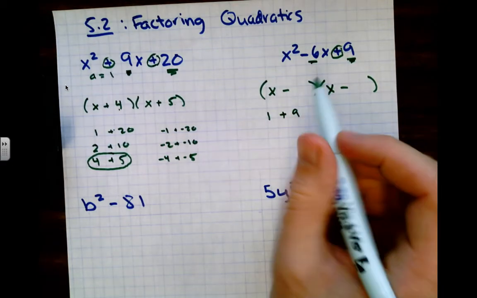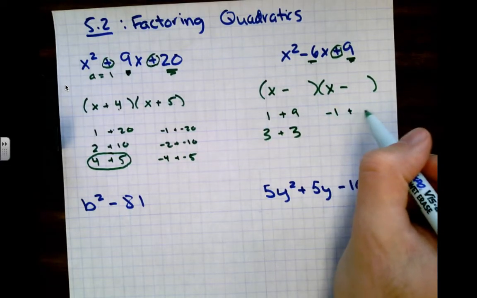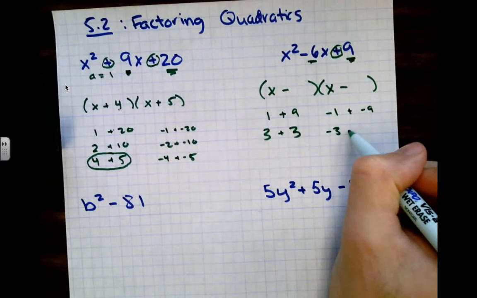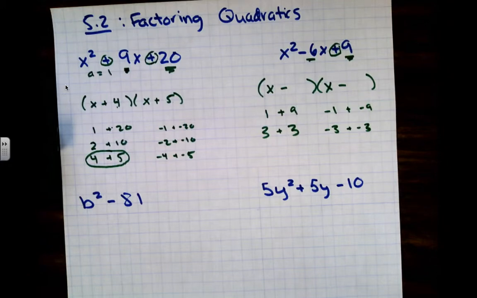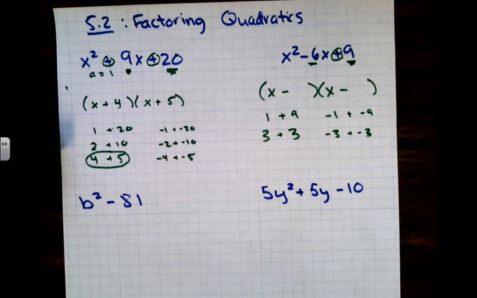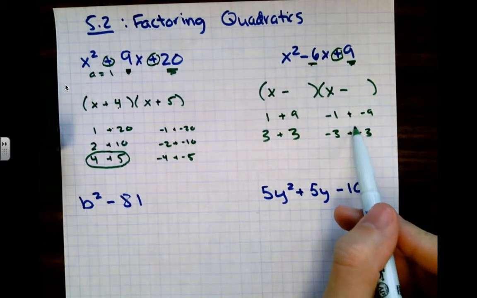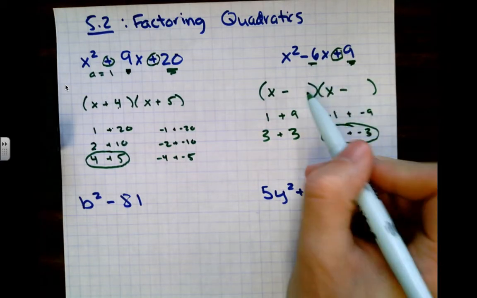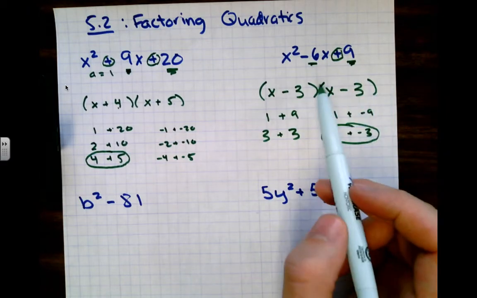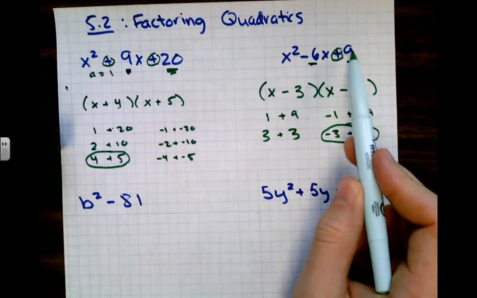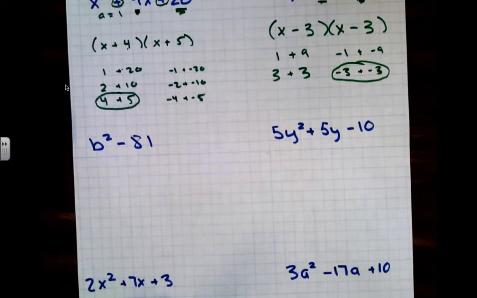I could have 1 and 9, I could have 3 and 3, and then I can also have the negatives. Negative 1 and negative 9, and then negative 3 and negative 3. All of these terms multiplied together give me positive 9. Now I'm going to look and see which of these values added together gives me negative 6. It would be negative 3 and negative 3, which fits this perfectly. x minus 3, x minus 3. Negative 3 times negative 3 is positive 9, and negative 3 plus negative 3 is negative 6. Let's take a look at these next ones.